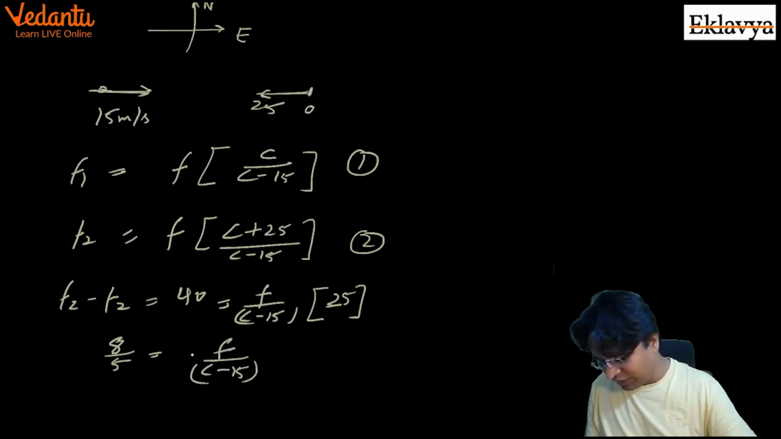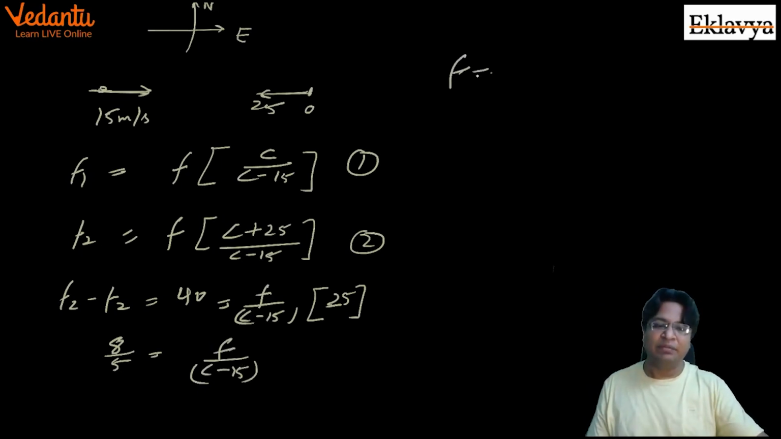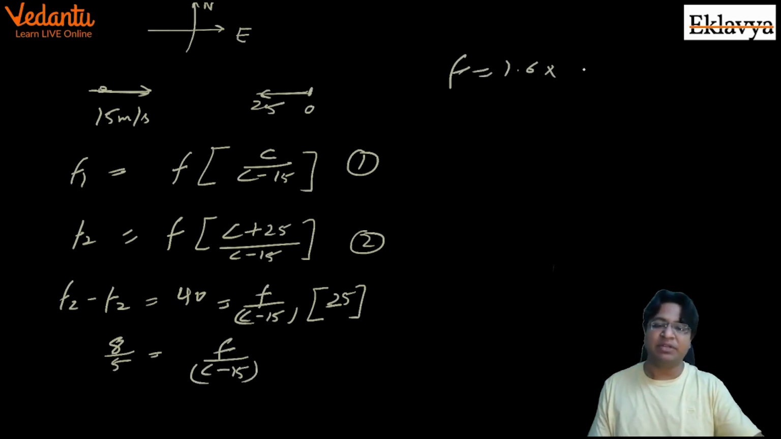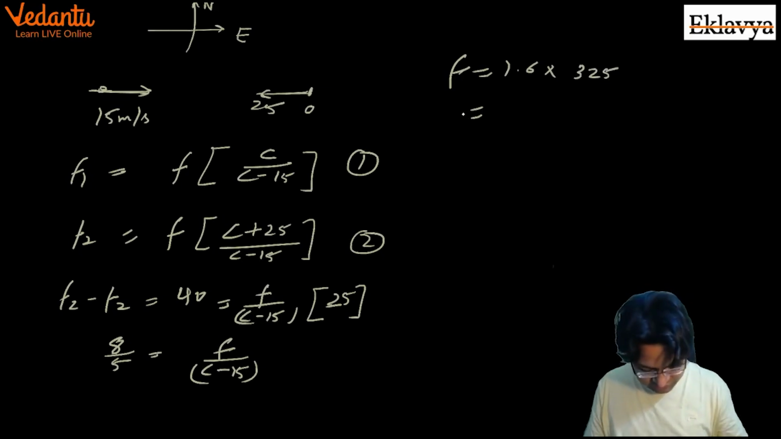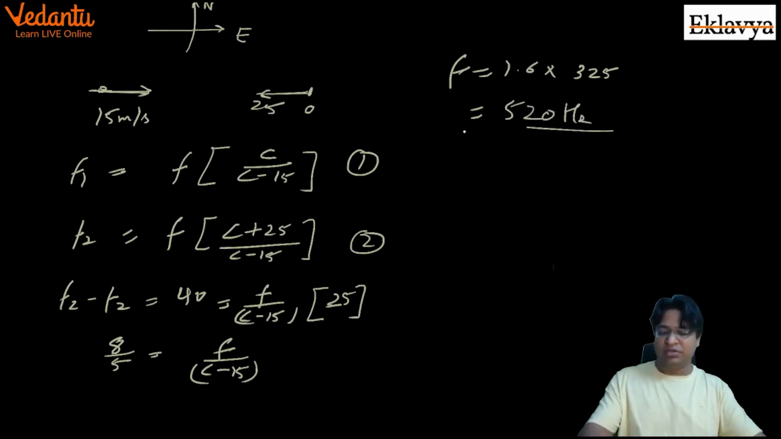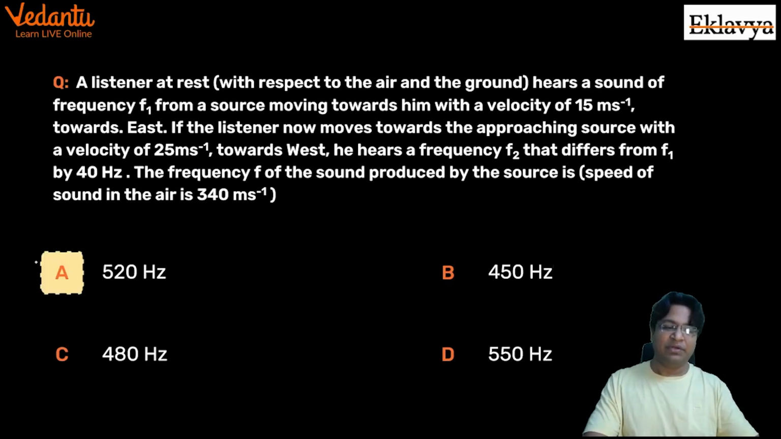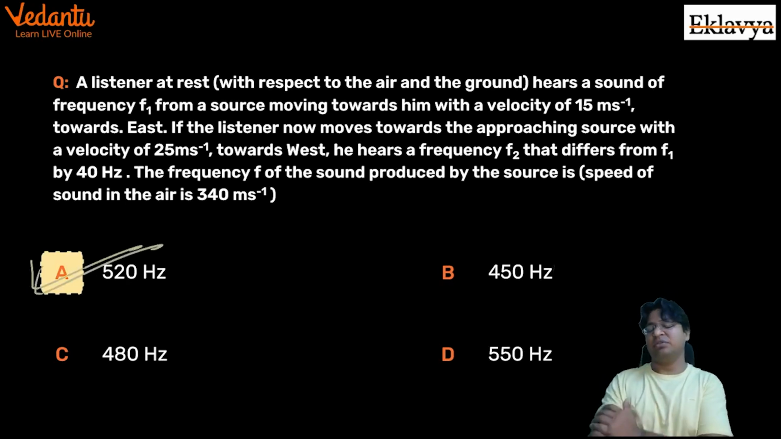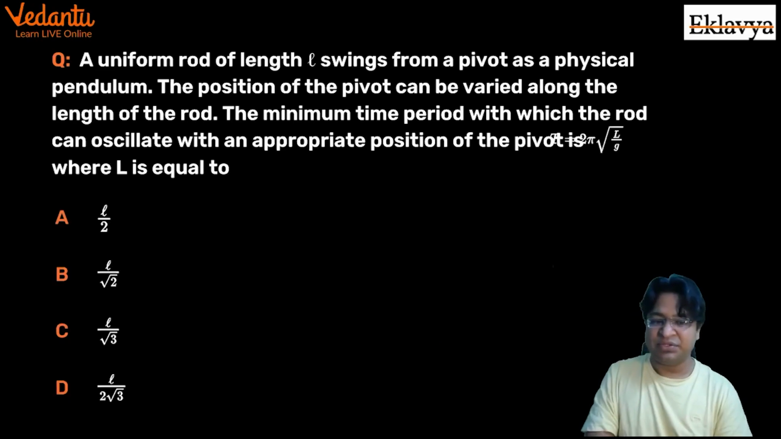So we are looking to find out the value of f. f would be 1.6, since 8 by 5 is 1.6, into c minus 15. C is 340, and 340 minus 15 is 325. So 325 into 1.6 will give you the answer, and this is 520 hertz. So a straightforward question. 520 would be the right answer to this one. A question on Doppler effect, a grade 11th topic. Yeah, this could be asked in JEE Main.